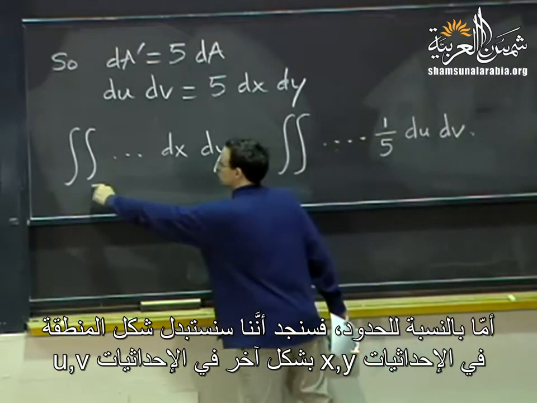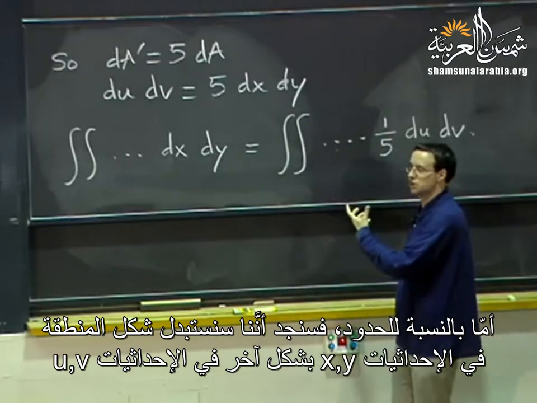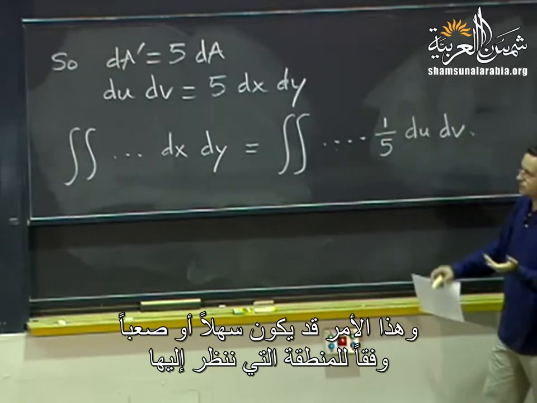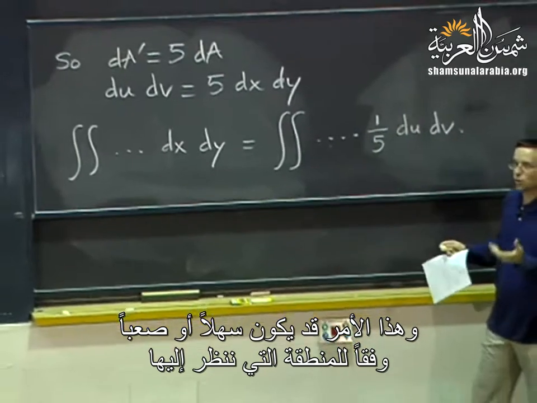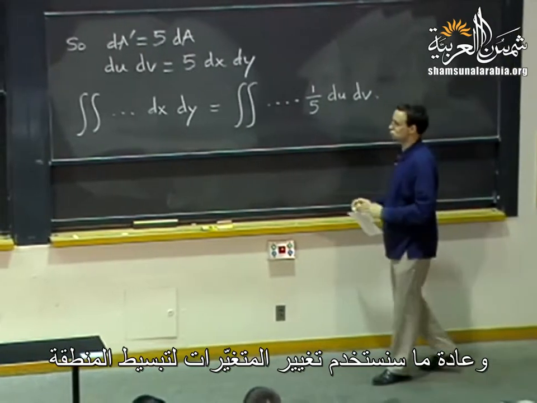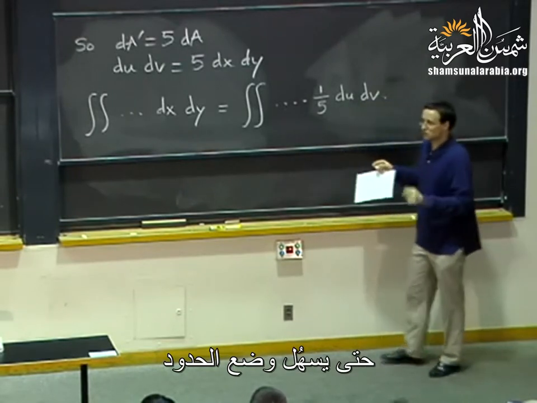And the bounds, well, the shape of my region in the xy coordinates, I will have to switch to some shape in the UV coordinates. And that's also something that might be easy or might be tricky depending on what region we're looking at. So usually we'll do changes of variables to actually simplify the region, so that it becomes easier to set up the bounds.